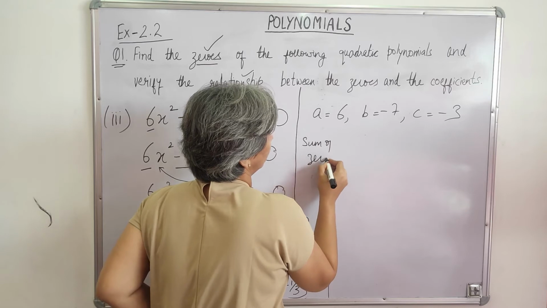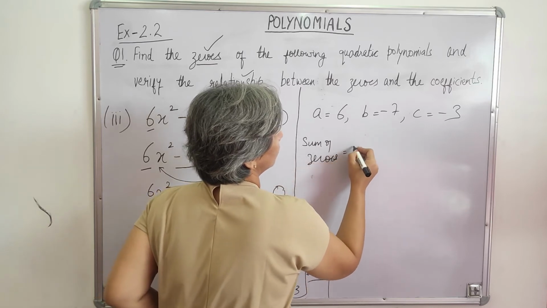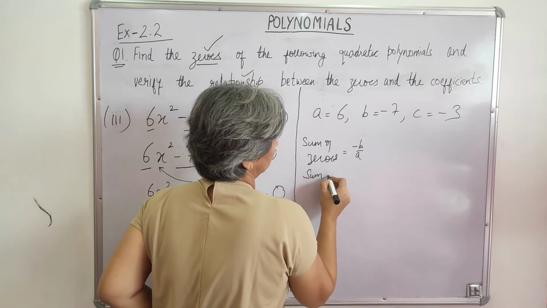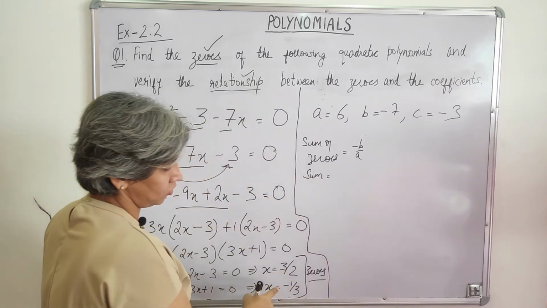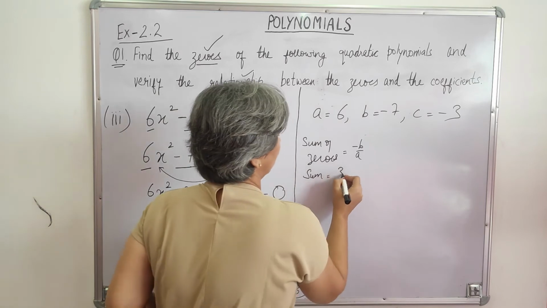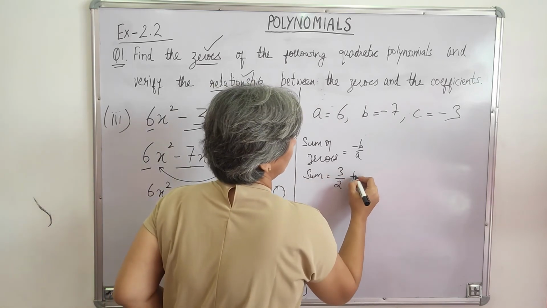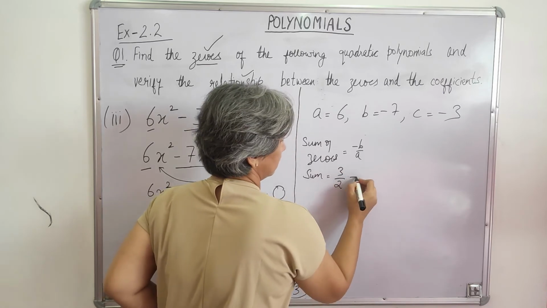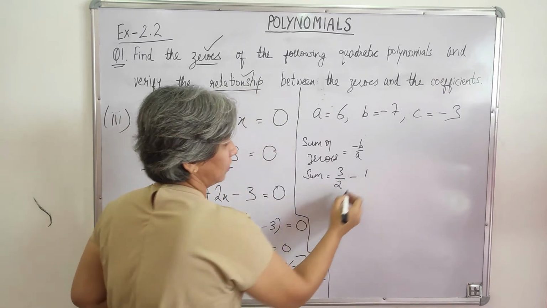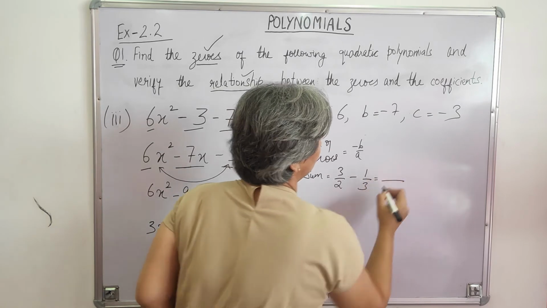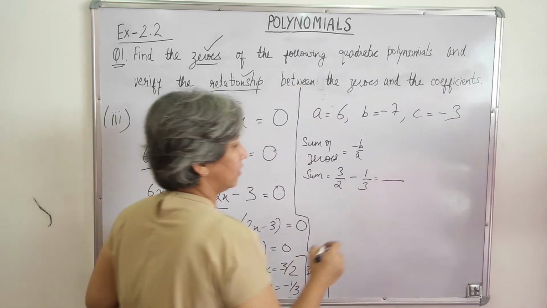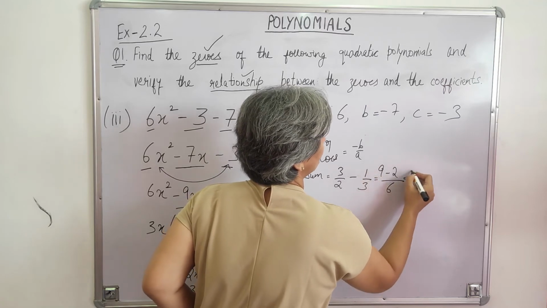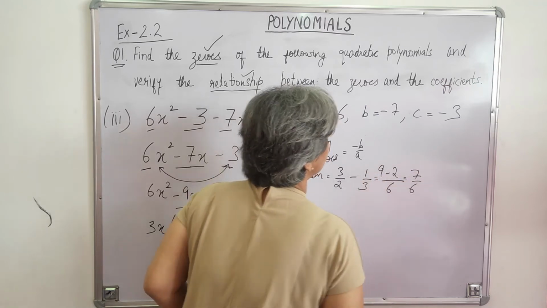Sum of zeros we know is minus B by A. Let's find out the sum. 3 by 2 plus minus 1 by 3, so we quickly skip one step. 3 by 2 minus 1 by 3, so we'll take it 6, 9 minus 2, this is 7 by 6.